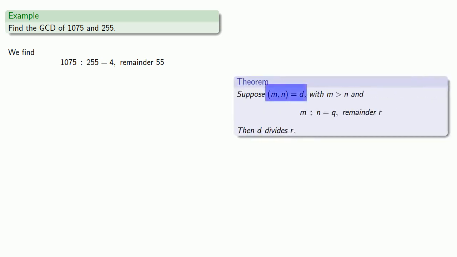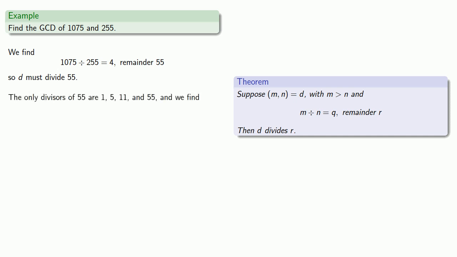So, for example, let's find the greatest common divisor of 1075 and 255. And so we find by division that 1075 divided by 255 is 4 with remainder 55. And so we know that whatever our greatest common divisor is, it must divide 55. And we're fortunate 55 doesn't have too many divisors. The only divisors of 55 are 1, 5, 11, and 55.